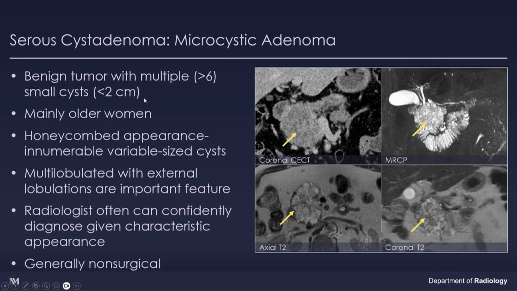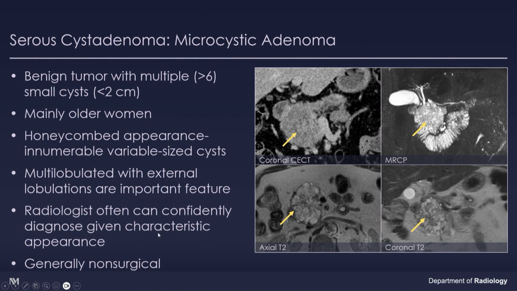It has multiple small cysts accounting for the Tiffany lesion, with the cysts being less than 2 centimeters, generally in older women. But it can be seen in men as well. It has that honeycomb appearance, as we mentioned, with these innumerable variable size cysts. Another feature that I like is this multilobulated appearance with external lobulations, which isn't emphasized, at least in the literature, but it suggests to me that it's going to be a serous cystadenoma.